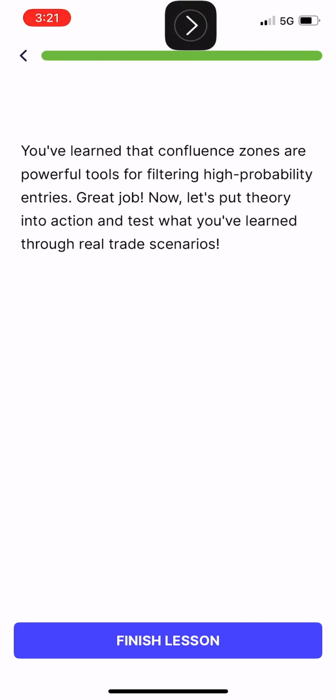You've learned that confluence zones are powerful tools for filtering high probability entries. Great job. Now, let's put theory into action and test what you've learned through real trade scenarios.